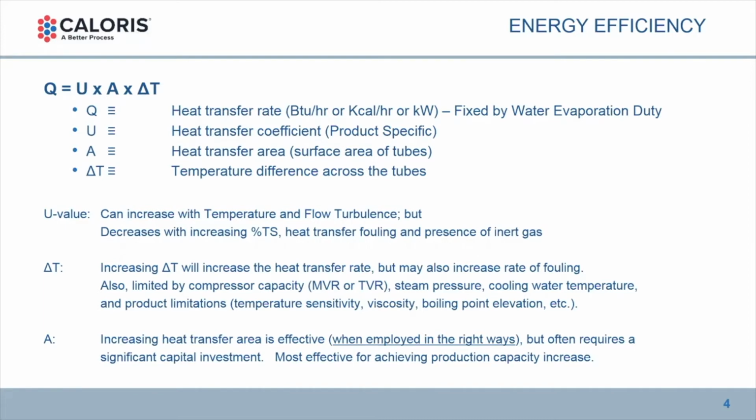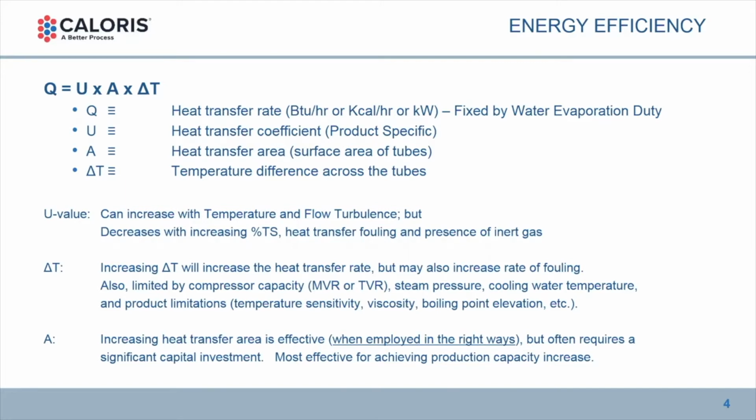Whether you're an MVR turbofan and you're increasing delta T by increasing the fan speed, or you're steam heated with a TVR and you're increasing your delta T by putting more steam to the TVR. Steam pressure, fluctuations in steam pressure are always a challenge for maintaining steady evaporator performance. Cooling water temperature and supply. And then, there's the product limitations, heat sensitivity, viscosity, boiling point elevation, which all limit what we can do with delta T. And then there's surface area.